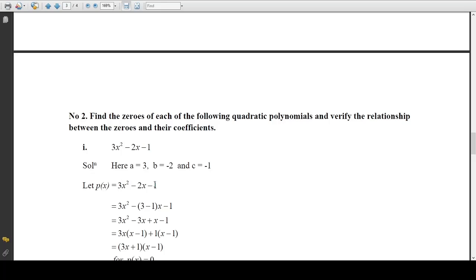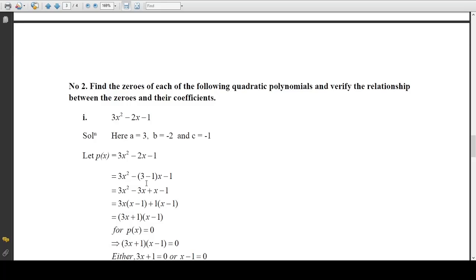3 multiply 1, it is 3. Factors of 3: there are 3 and 1. Now, are you getting 2 from there? Yes, 3 minus 1 is 2. Therefore, instead of this middle term, you will write 3 minus 1.